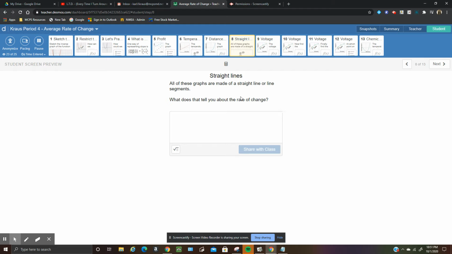All these graphs are made of straight lines or line segments. What does it tell you about the rate of change for any line or line segment? The rate of change is constant.